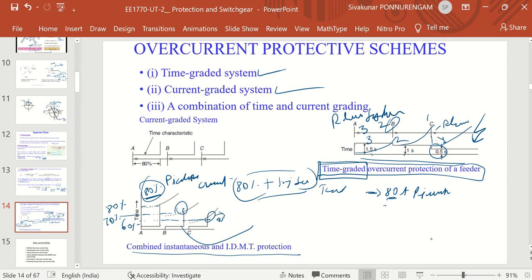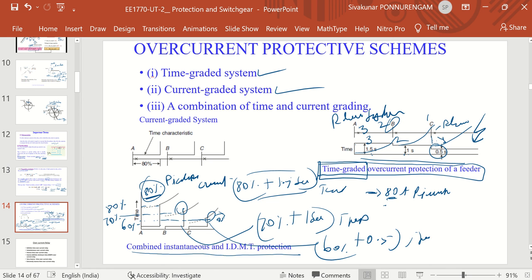Assume 70% of the maximum, again 1 second. After that process only the relay may trip. At 60%, again plus a waiting time of 0.5 second, the relay may trip. So this is the entire operation of time graded, current graded and their combination.